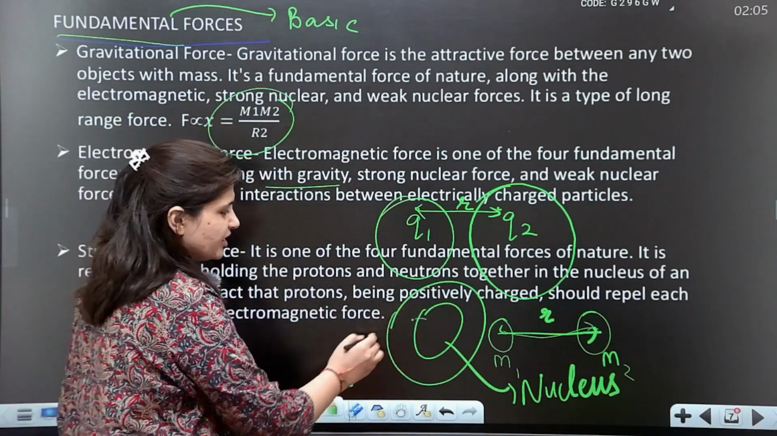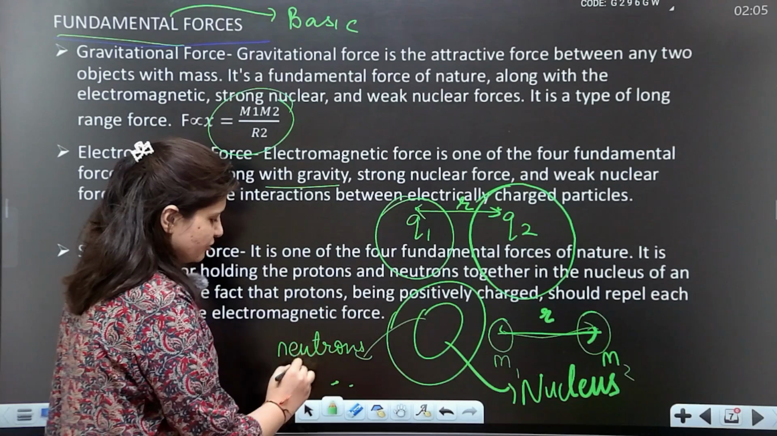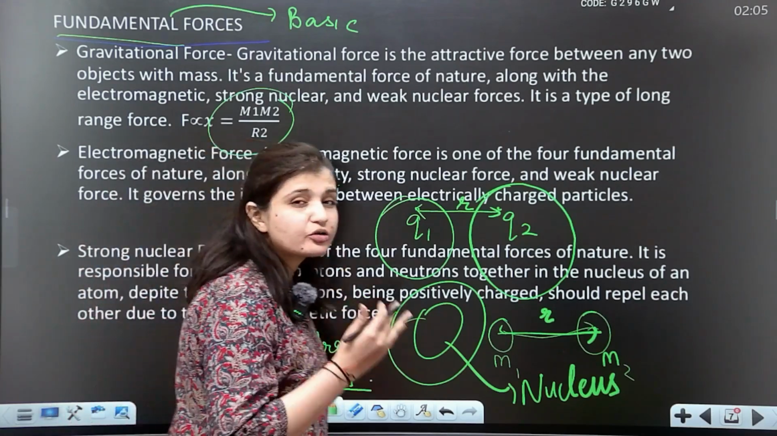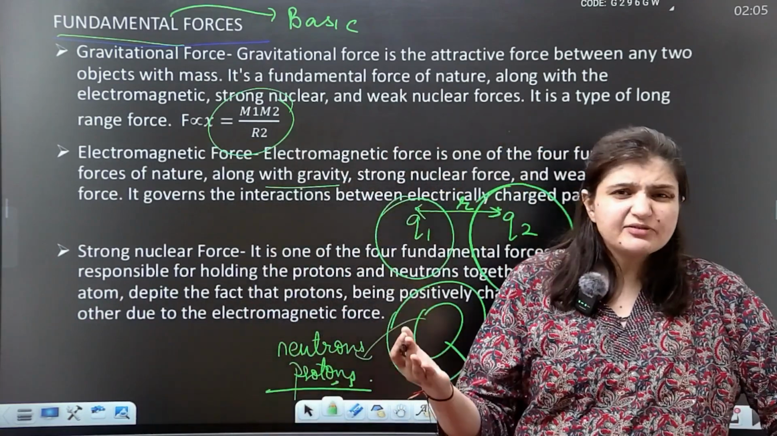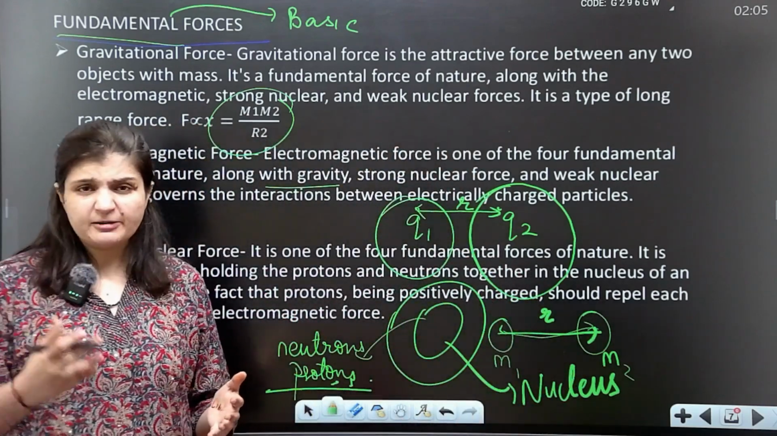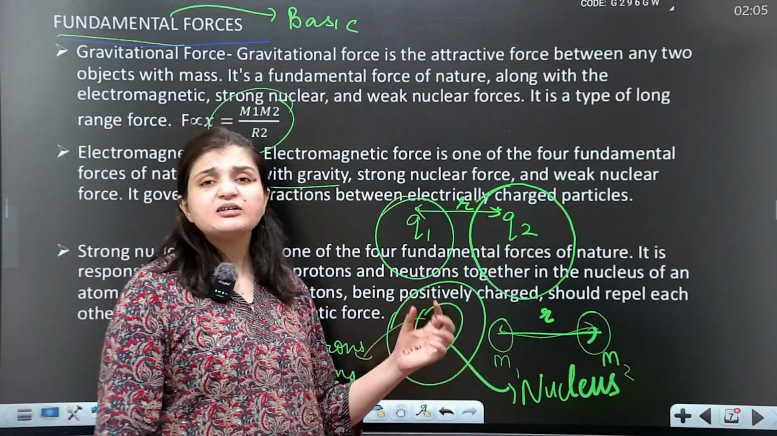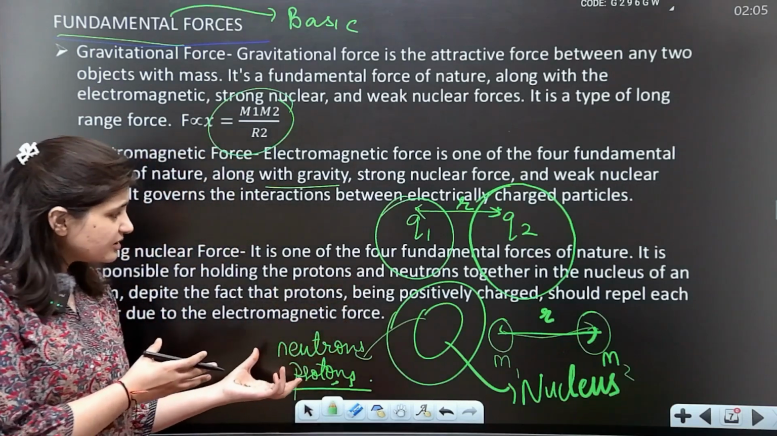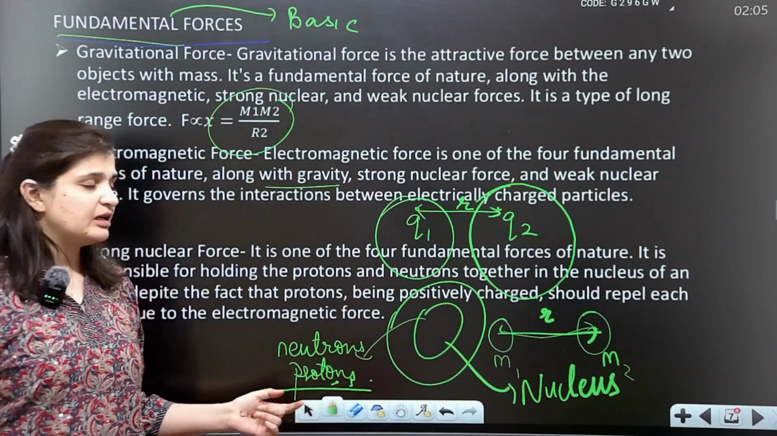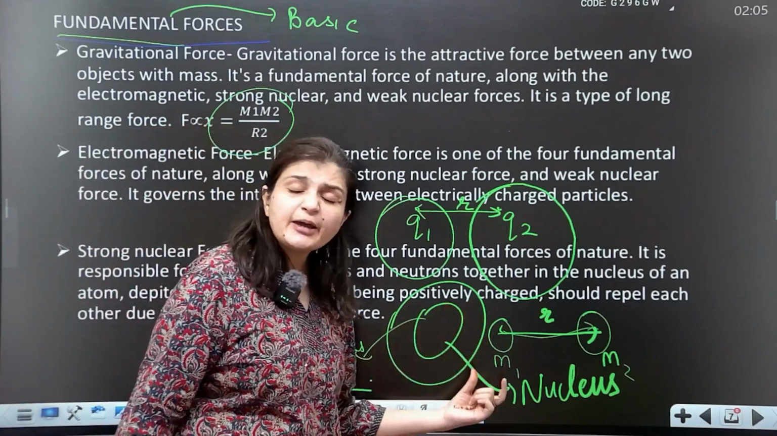We have neutrons and protons. We know that a proton is a positive charge, so it should repel. There will be an electrostatic force acting between these protons, but these protons and neutrons are kept in the nucleus.